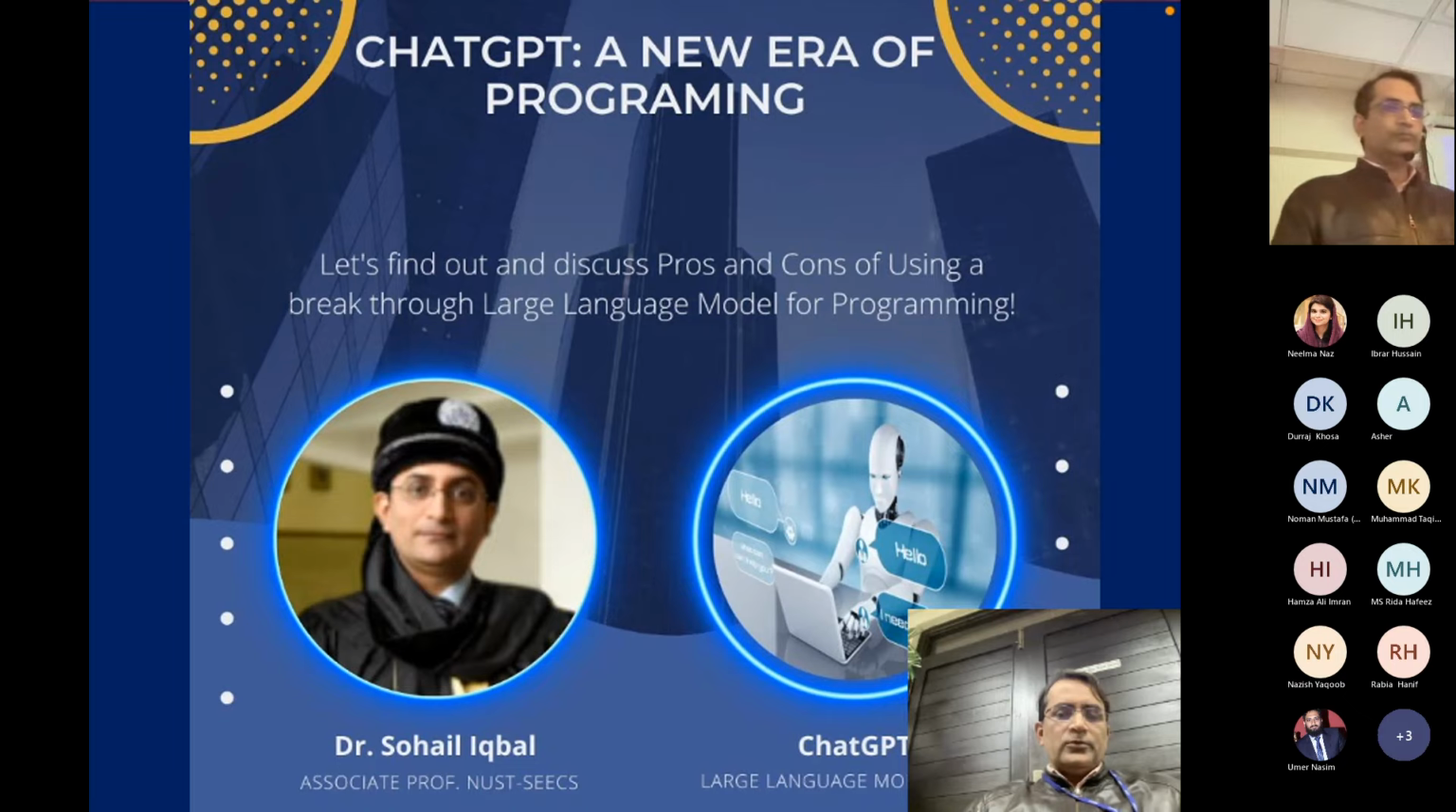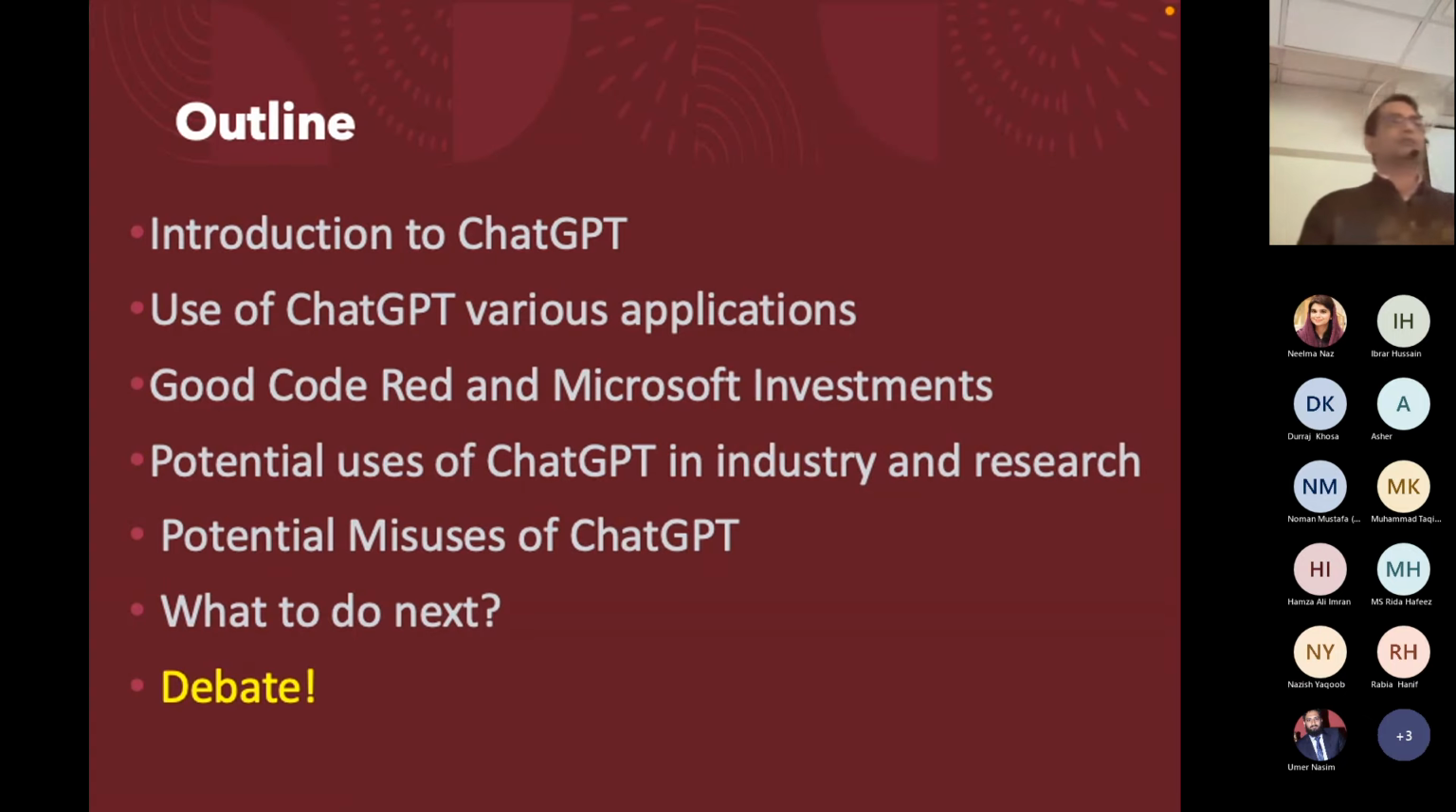just excelling right now. Okay, so today's talk will have introduction to ChatGPT, uses of various applications, and then there is code red from Google. Okay, so it's not good code red, it's Google code red. And Microsoft is investing a lot for this venture, which is ChatGPT. Then we shall talk about potential uses of ChatGPT in industry. And I'm saying potential, why? Because there could be many, many uses which are possible, but some of them are like this.